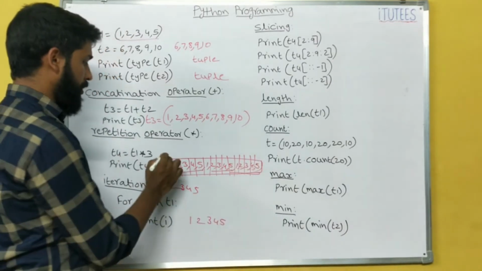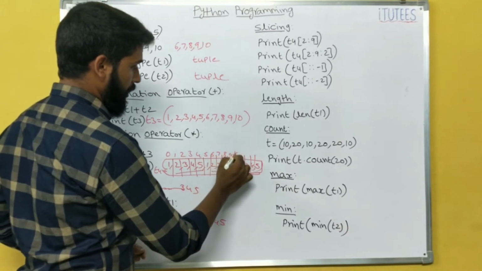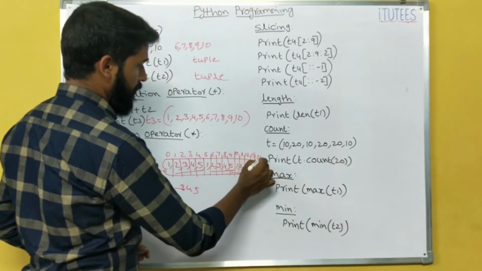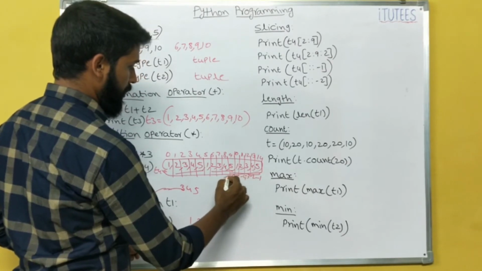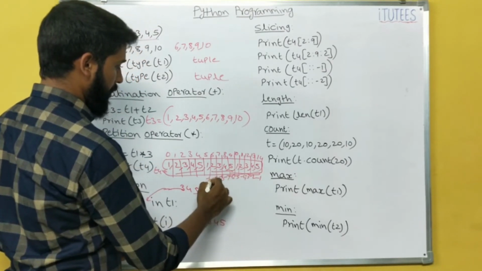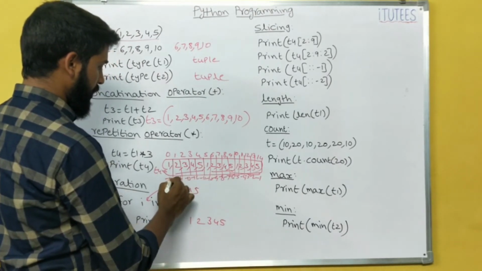So this is the T4. 0, 1, 2, 3, 4, 5, 6, 7, 8, 9, 10, 11, 12, 13, 14. So backward: minus 2, minus 3, minus 4, minus 5, minus 6, minus 7, minus 8, minus 9, minus 10, minus 11, minus 12, minus 13, minus 14, minus 15.